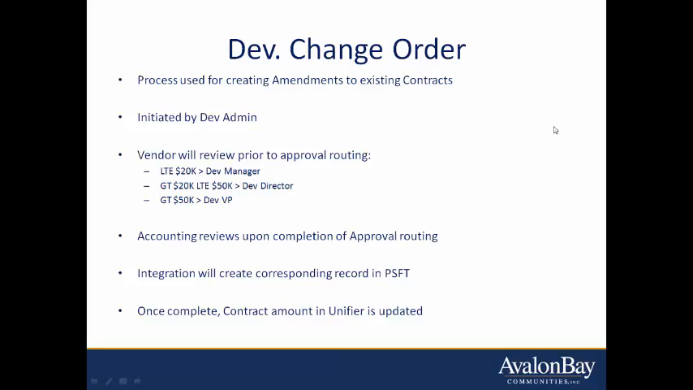Once routed through approval, the record will go to accounting for review. Once accounting approves, the record will be passed to PeopleSoft so that the appropriate contract in PeopleSoft can be updated. Approved dev change orders will automatically update the existing contract and schedule of values in Unifier. Let's now take a look at a demo of the dev change order business process.